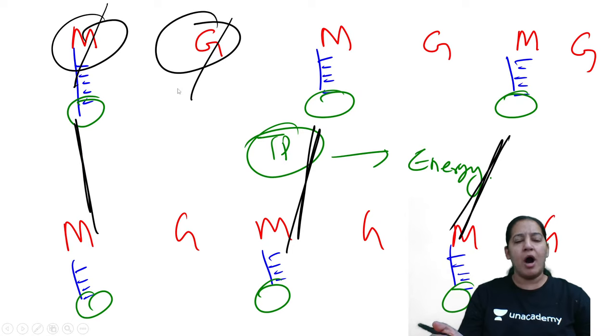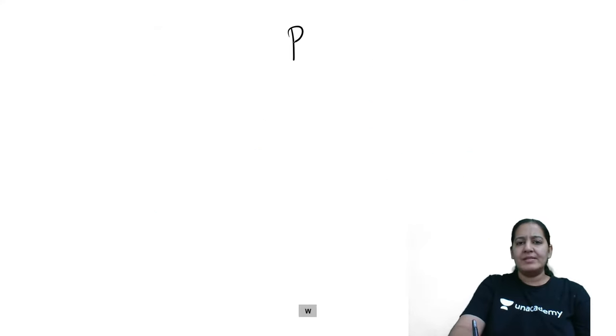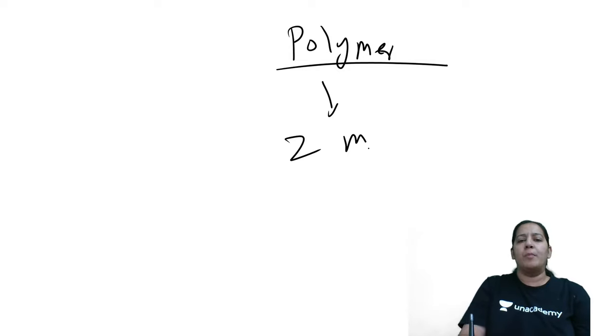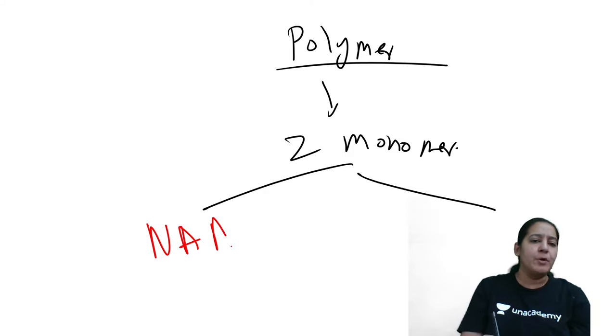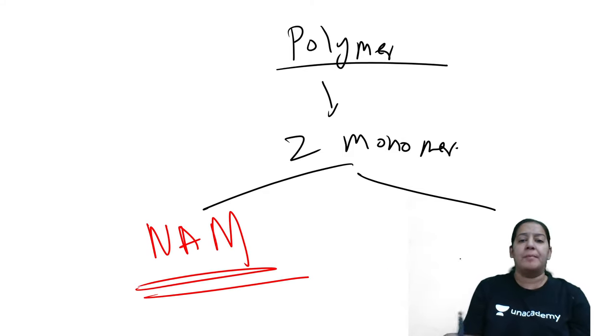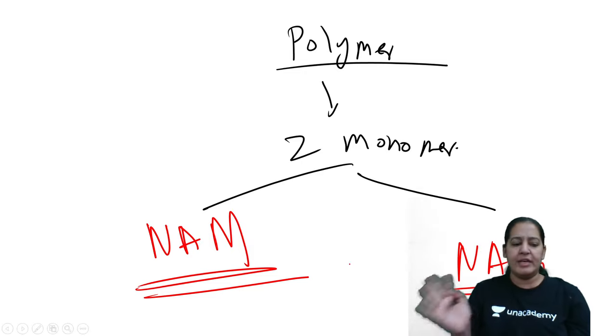Have you got it? Amar, have you got it? What is the full form of NAM? First of all, the cell wall is a polymer, right? It is made up of two monomers, which alternate. The two monomers are N-acetylmuramic acid, the full form of NAM, and N-acetylglucosamine, the full form of NAG, and they are alternate to each other.